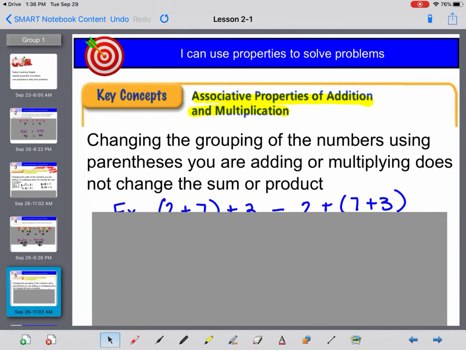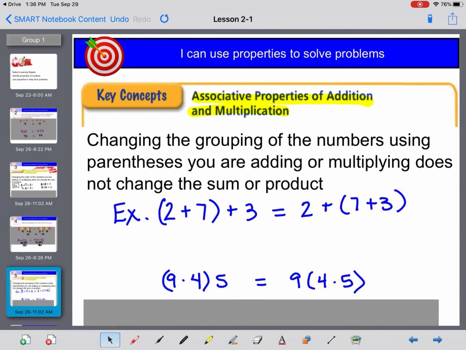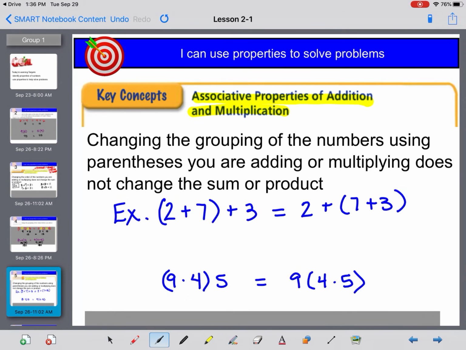Then let's also put an example in. Those two examples we just wrote down would be good ones. And we found that this equals 12 and this equals 12. This side equals 180 and this side equals 180. Pause the video, get that written down, and come on back.